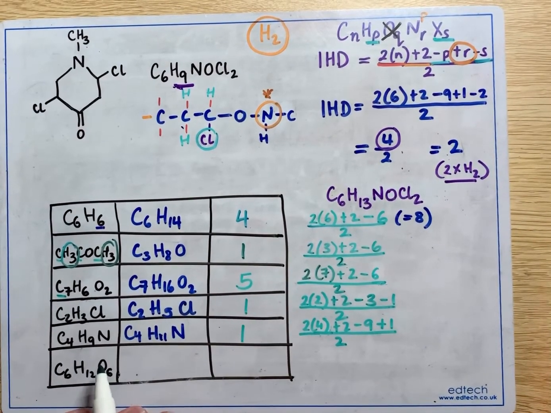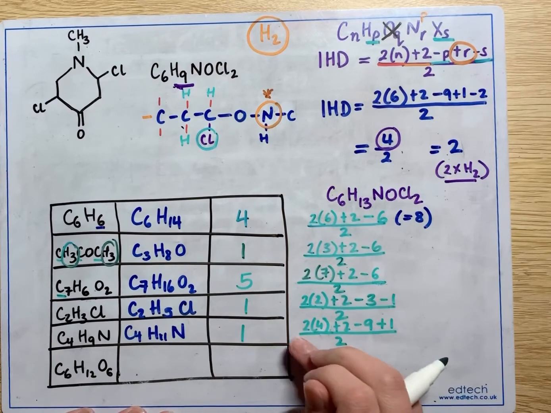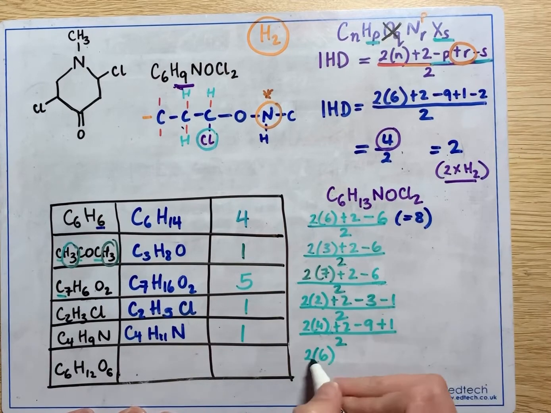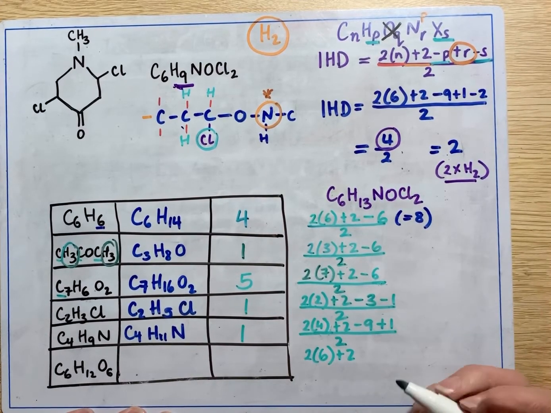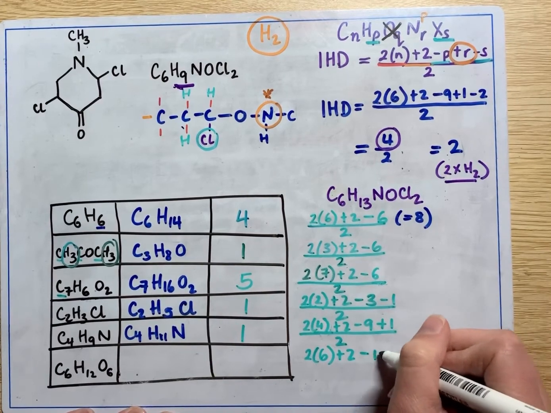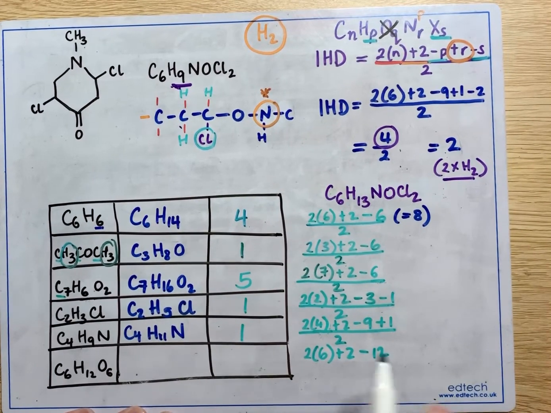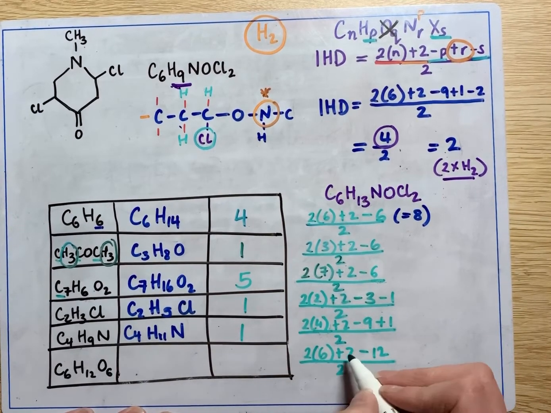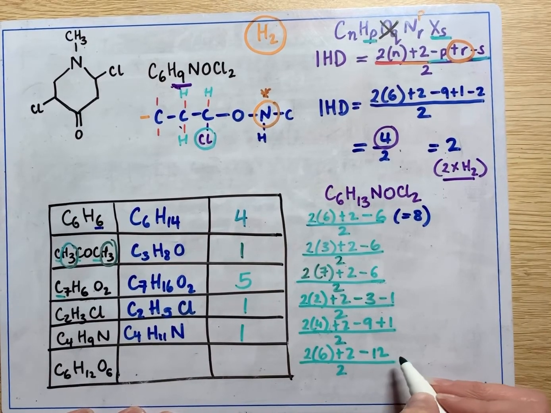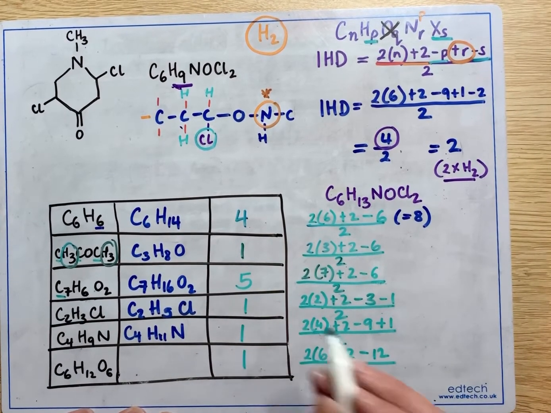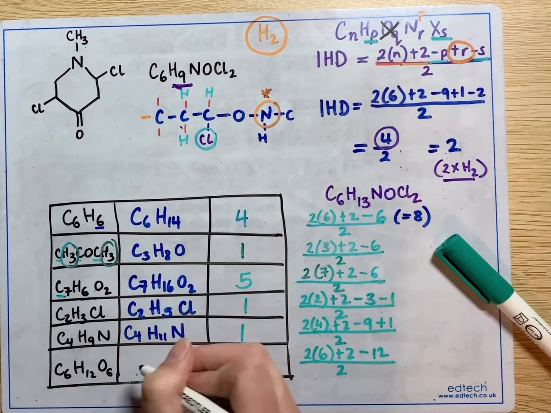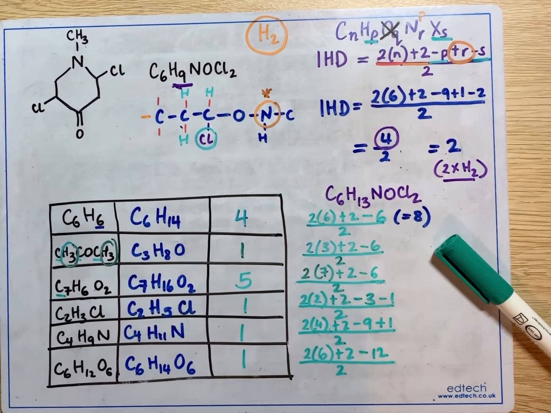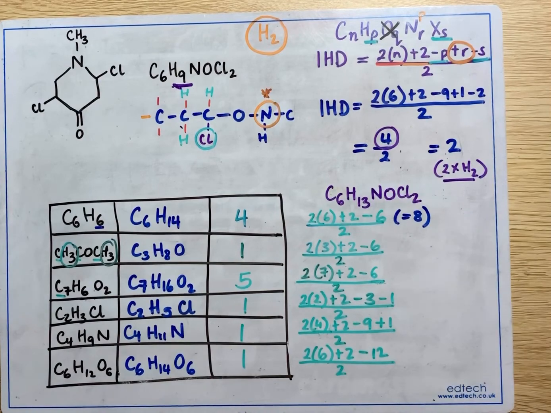Okay, and then our last one we've got is 2 lots of 6 carbons here, 2 spaces on each, plus our 2 N's. Subtract our 12 existing hydrogens, and our oxygen we don't need to worry about. 2 lots of 6 is 12, plus 2 is 14. 14 subtract 12, we're back to 2. 2 over 2 is 1. So C6H14O6. Okay, and that has completed that question.